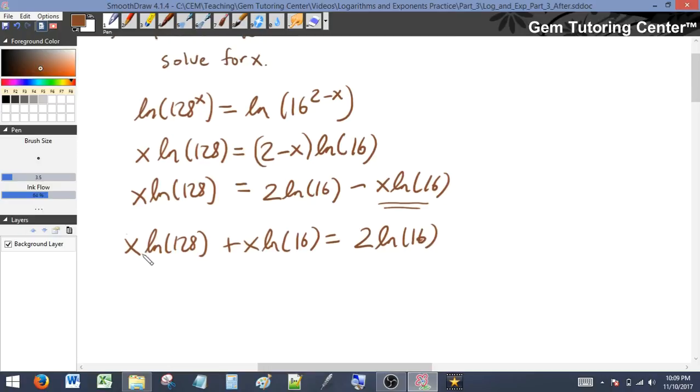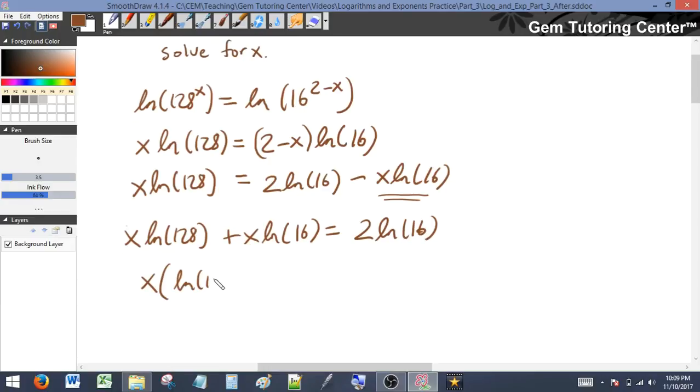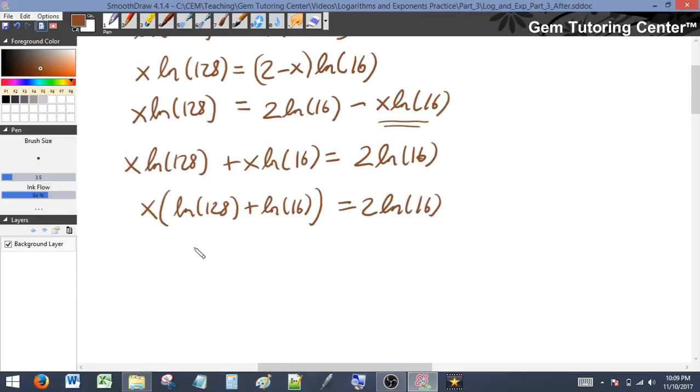So let's first factor the x out here. We're going to get x times ln of 128 plus ln of 16. That's equal to 2 ln of 16. Okay, and by the rules of logarithms, this is actually equal to ln of 128 times 16. The x is still there. When you add two logs together, it's like taking the log of their product. That's why we wrote that. That's equal to 2 ln of 16.